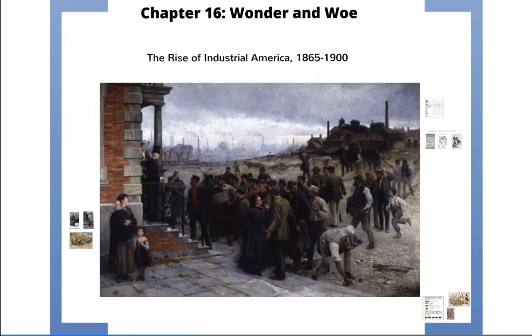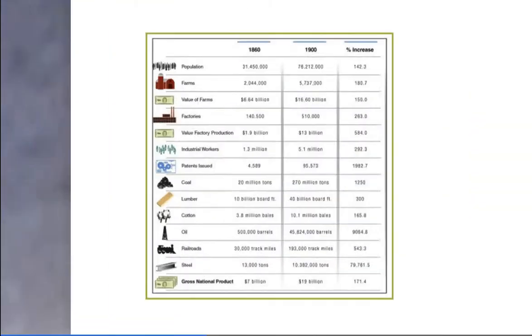In Chapter 16, Wonder and Woe, The Rise of Industrial America, the chapter begins with a painting of a strike. And this was a time of many labor and workforce problems versus industry. And how do we resolve those? And you'll see this in the book.